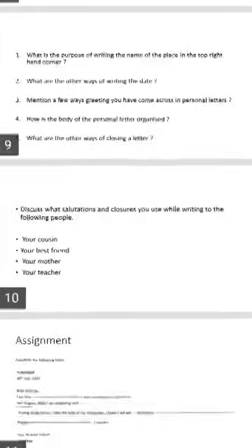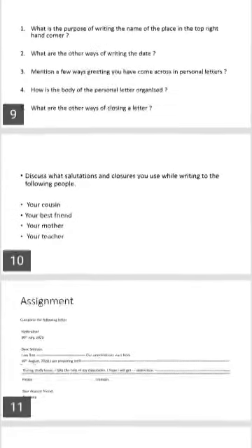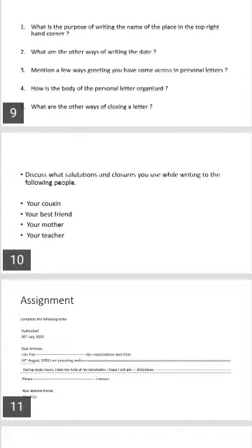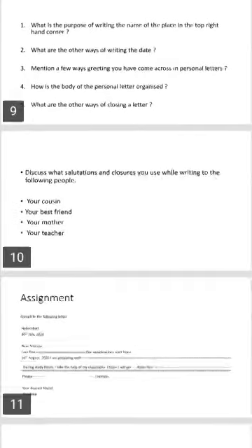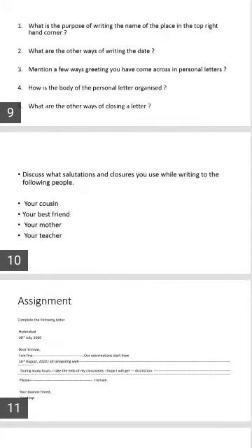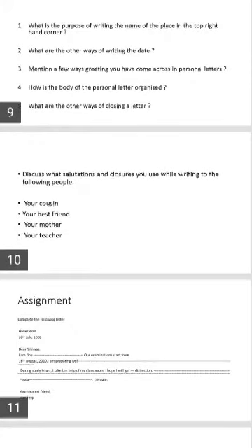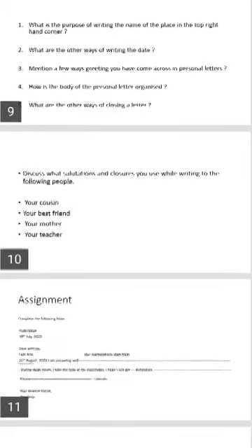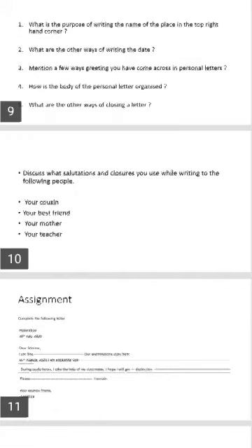So, coming to the next activity, discuss what salutations and closures you use while writing to the following people. Your cousin. Suppose you are writing a letter to your cousin. What are the salutations and closures you follow? Salutation, my dearest cousin. Closure, my best wishes. Next, your best friend. Salutation, my dearest friend. Closure, your dearest friend.